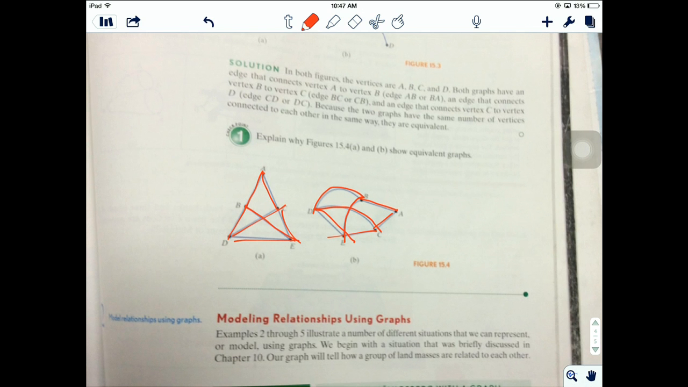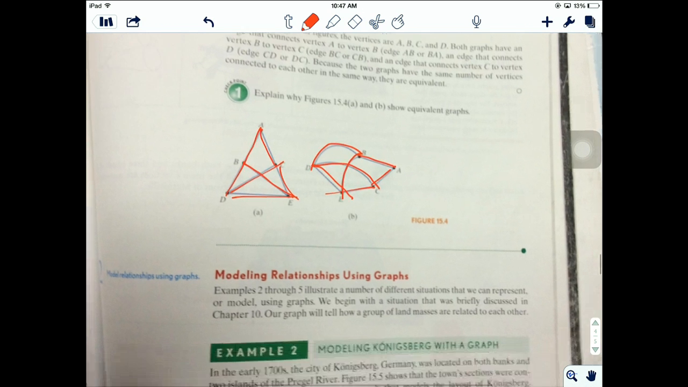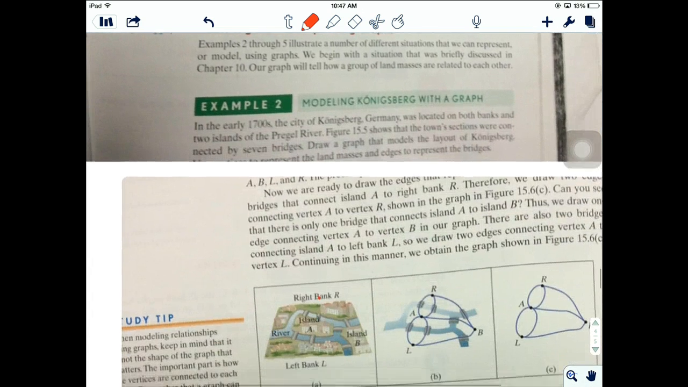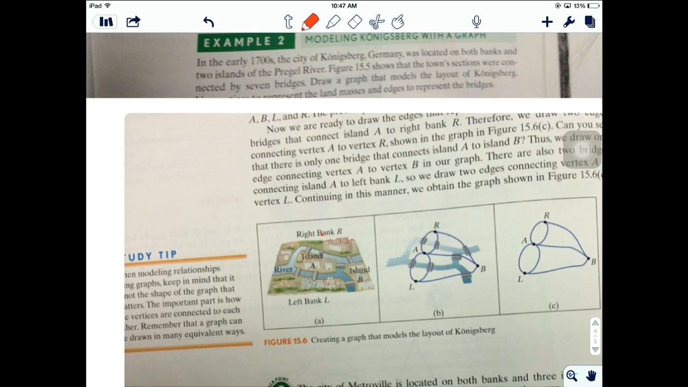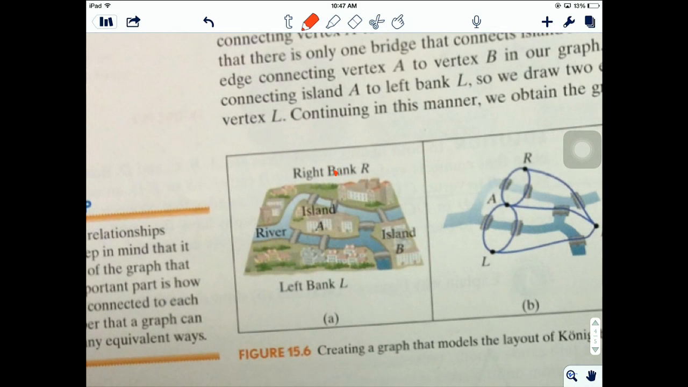All right? So that's the first one we're to look at. And the second one, for checkpoint 2, I want to first look at this graph right here. There's an island here. And one of the things they want us to do is actually make a graph from a map.